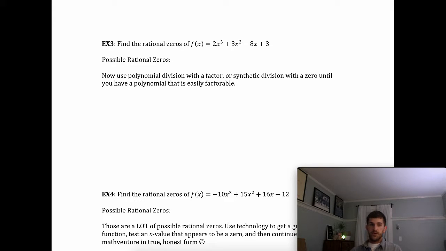Moving on to a second one of these, we're going to use the function f of x equals 2x to the third plus 3x squared minus 8x plus 3. So we're going to do the same thing. So we're going to come up with our p possibilities and our q possibilities.